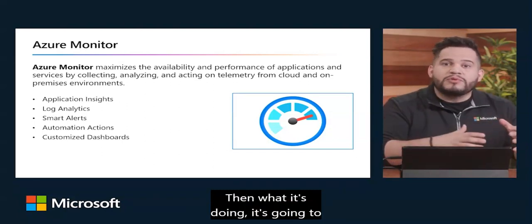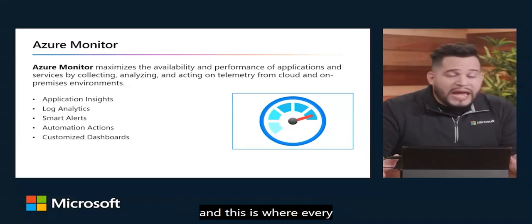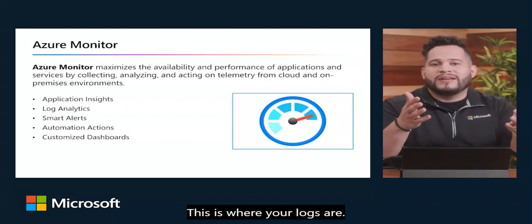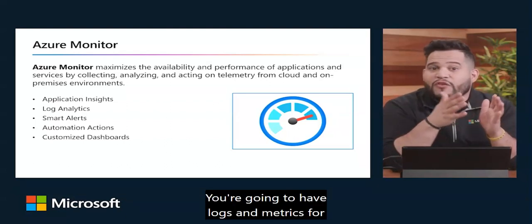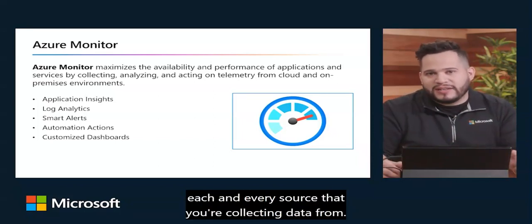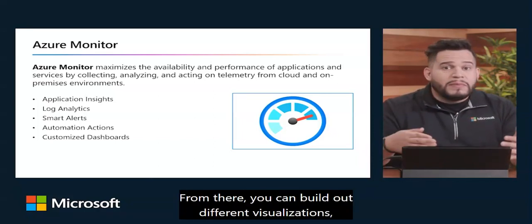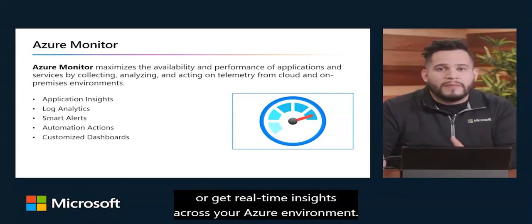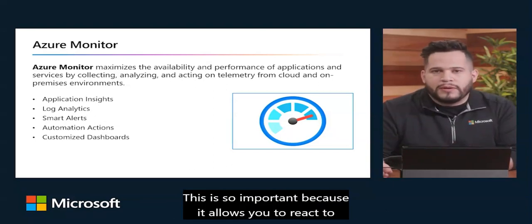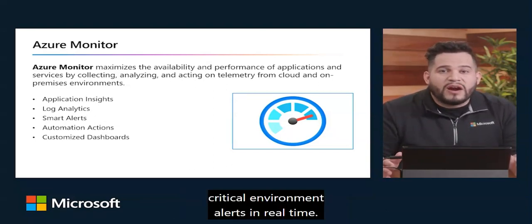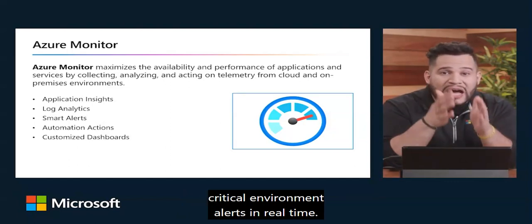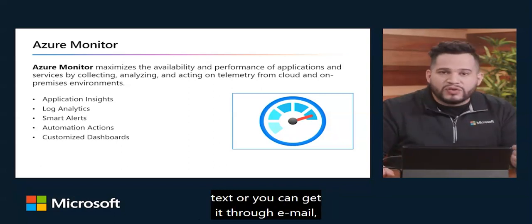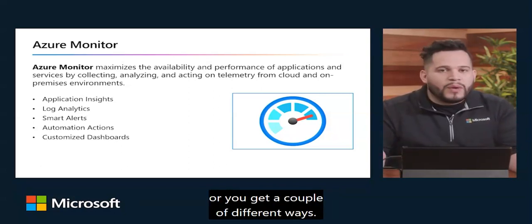Then it's going to keep track of all those metrics. And this is where every administrator's favorite thing lives. This is where your logs are. And you're going to have logs and metrics for each and every source that you're collecting data from. From there, you can build out different visualizations, whether you want to use Power BI or get real-time insights across your Azure environment. And this is so important because it allows you to react to critical environment alerts, right, in real time. And you can even set up an alert to be sent through your phone, so that way you get it through text, or you can get it through email, or you can get it a couple different ways.